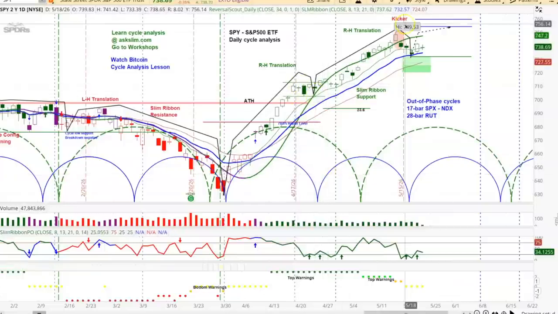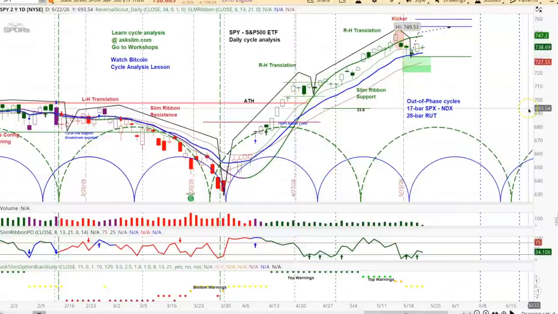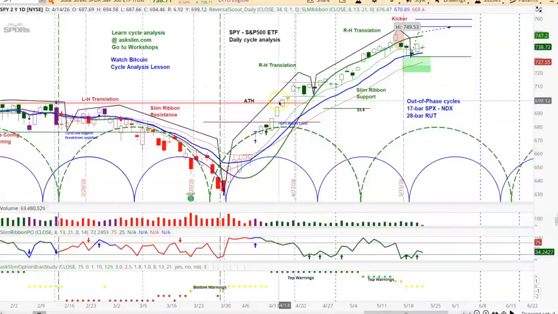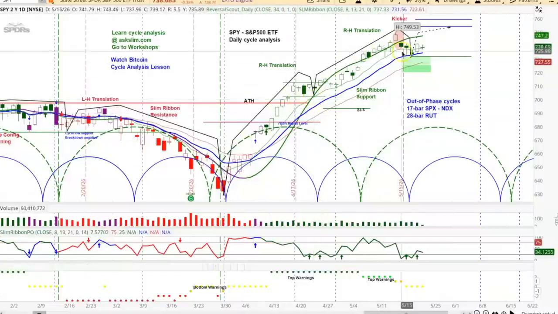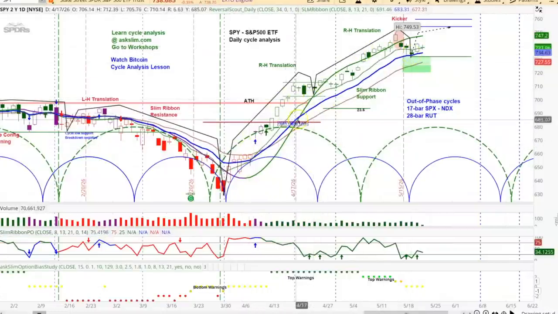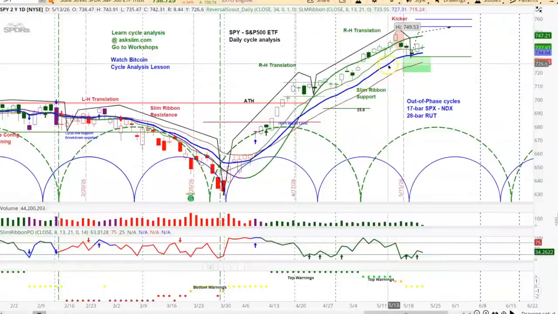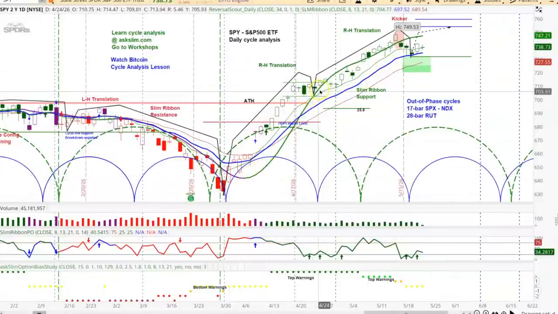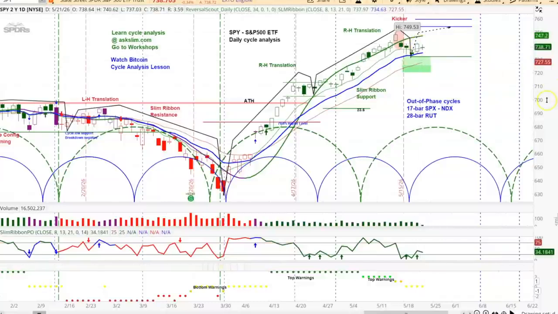All they brought you were these tiny little corrections. So you could see the setup here. This is a bullish right-hand translation. This is a bullish right-hand translation. Riding the upward slim ribbon right over here. Our reversal scout, which turned up here, had no downtick in this little correction area. All of that momentum strong.